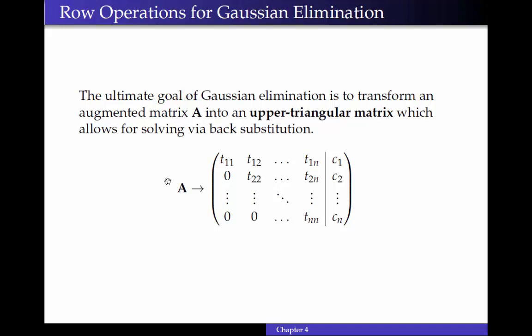So I'm going to take my augmented matrix, I'm going to transform it into one that is upper triangular on the left-hand portion of it. And then if I want, I can convert this back to a system of equations and use back substitution to solve.